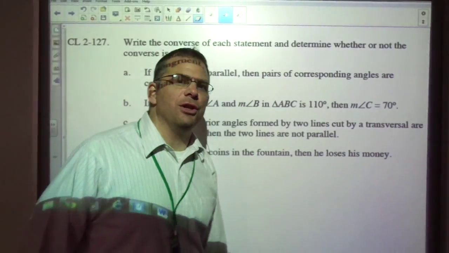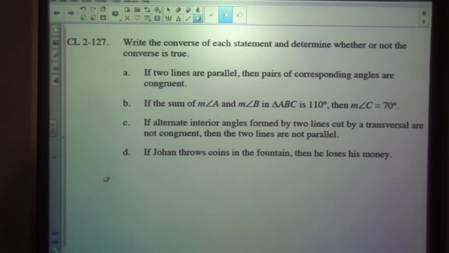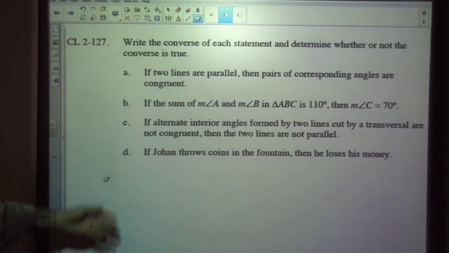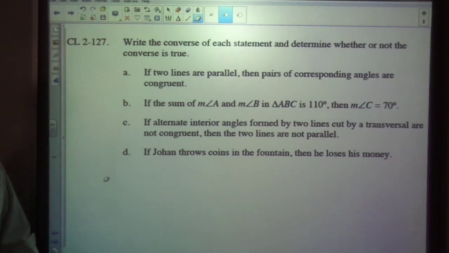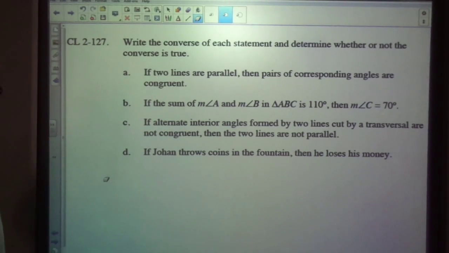Hello and welcome to closure problems 127 and 128. In 127, it asks for the converse of each statement and then to determine if the converse is true. This one says if two lines are parallel, then corresponding pairs of angles are congruent.